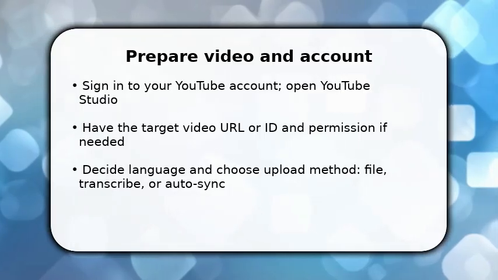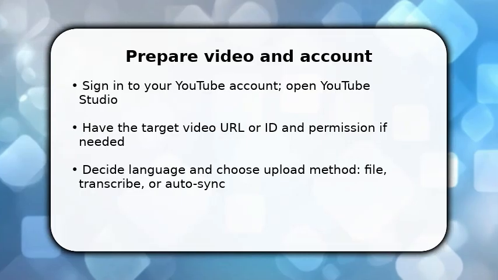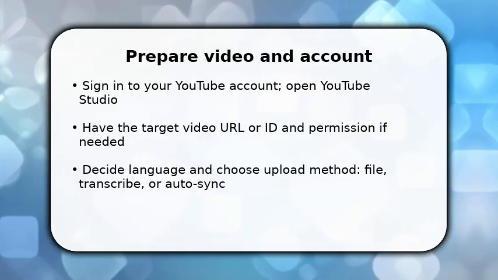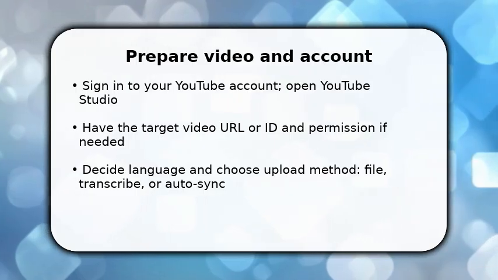You start by opening YouTube Studio and navigating to Content so you can access the video immediately. Once there, locate the target video by URL or ID. You need owner permission for private content.